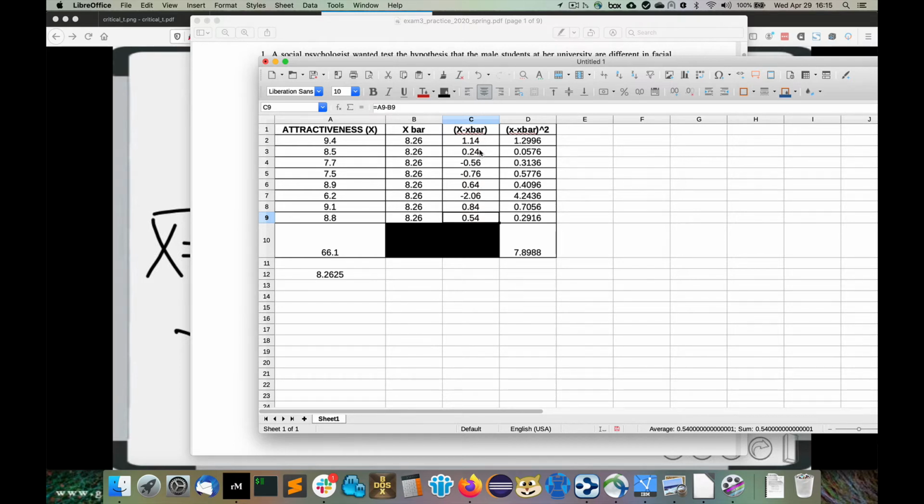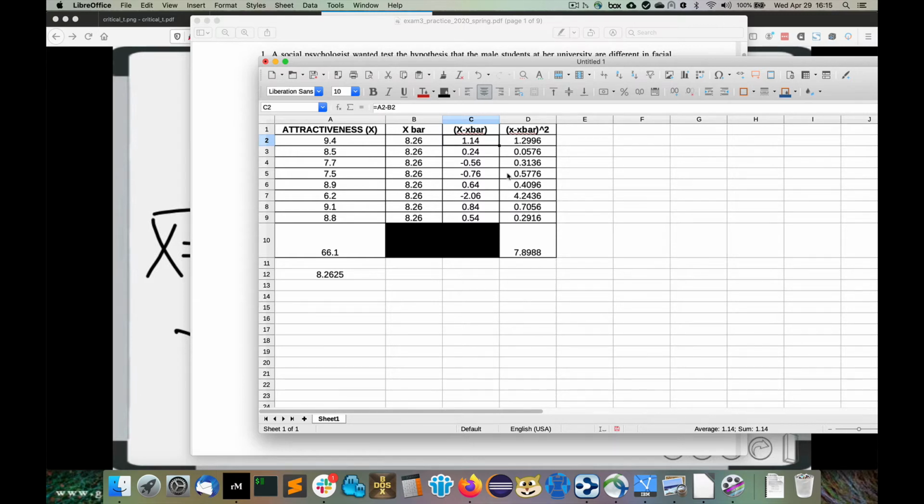Then after you do that, you're going to take the difference that you just calculated and you're going to square it. So 1.14 squared is equal to 1.2996. 0.24 squared is equal to 0.0576, all the way down to 0.54 squared is equal to 0.2916. So you square all those numbers.